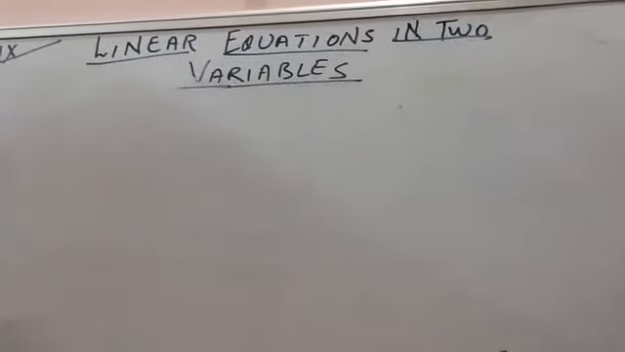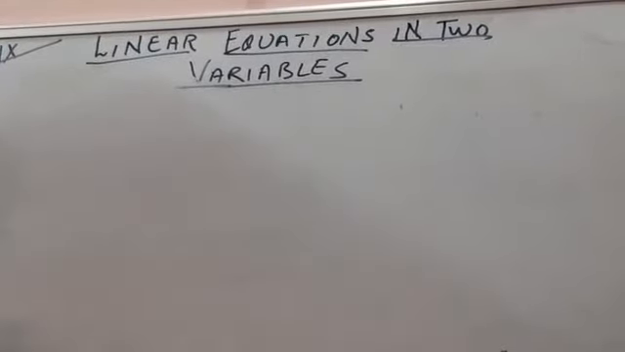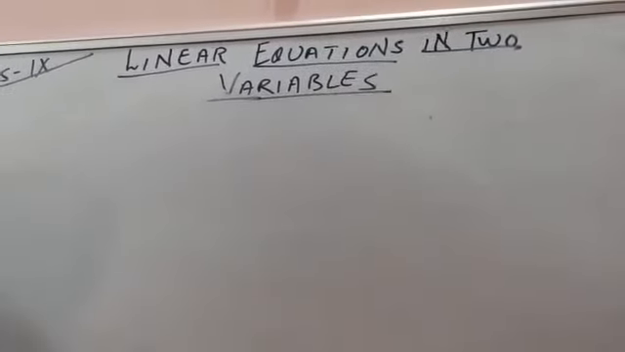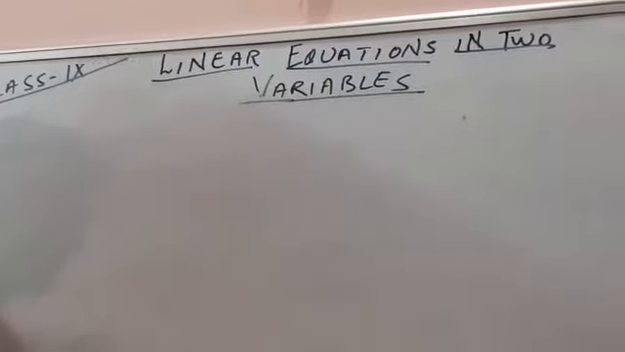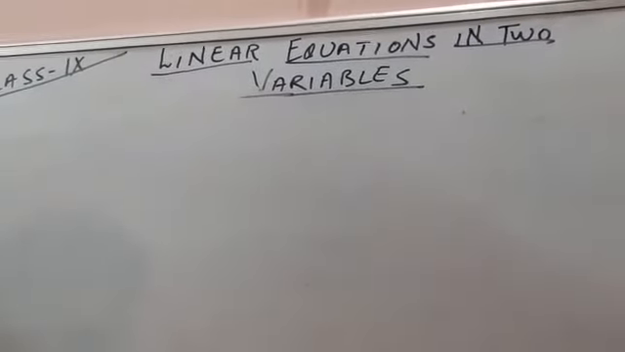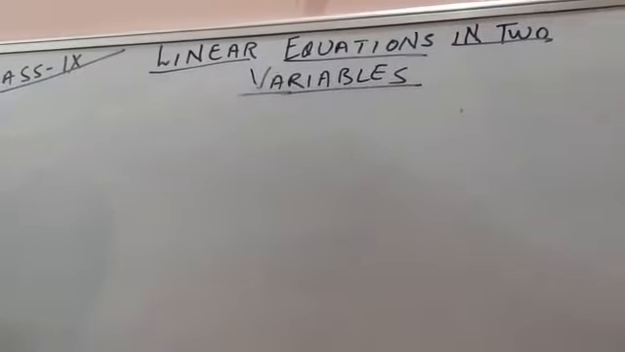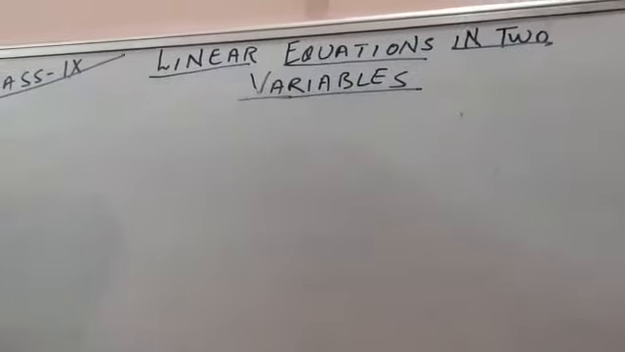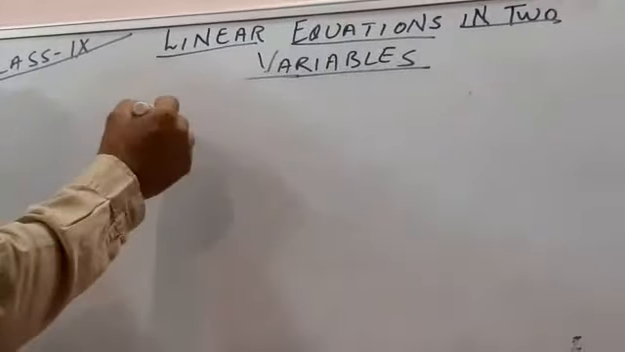I talked about the solution of linear equation in one variable, and I begin once again because I committed an error in the last video. Now we'll deal with the solution of the equation. The solution of a linear equation in one variable will have a unique solution. And what about the solution of the linear equation in two variables?